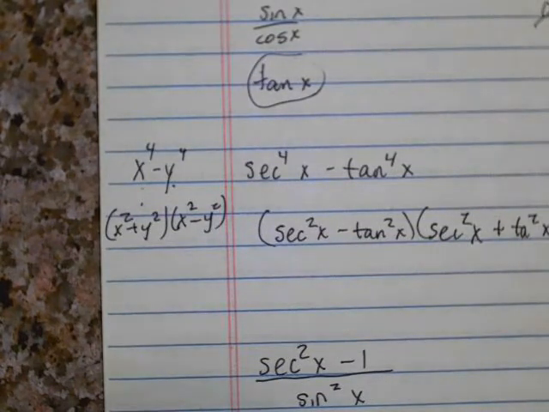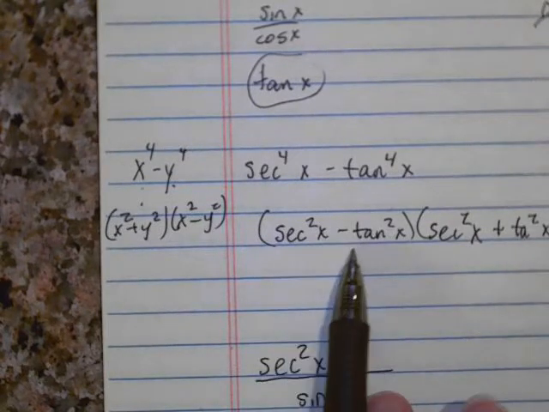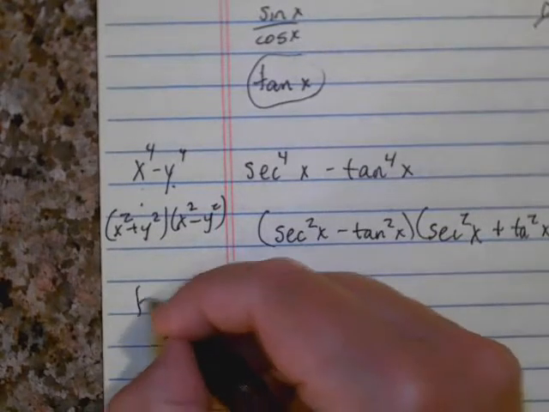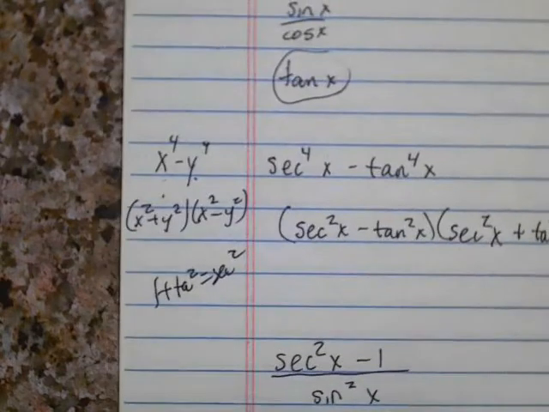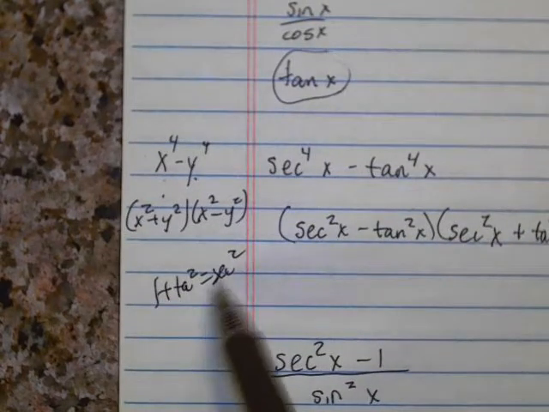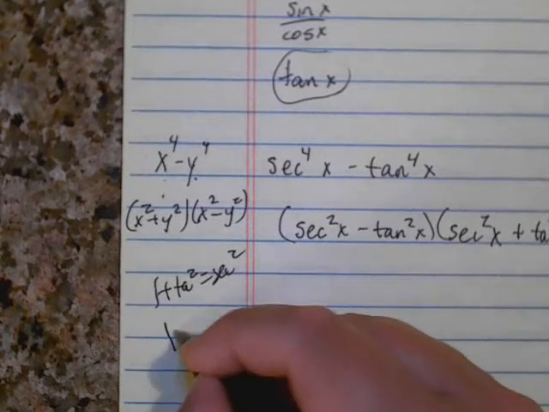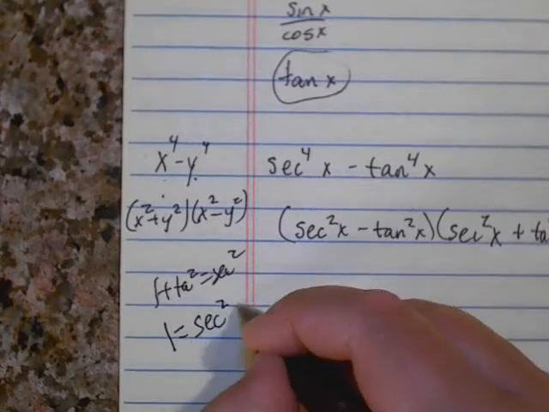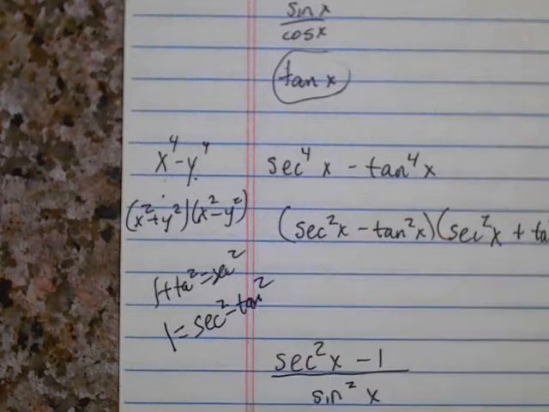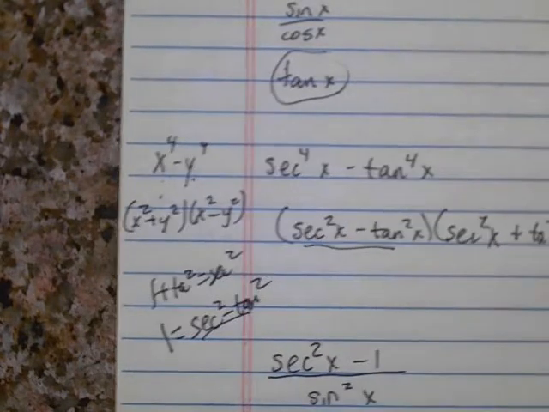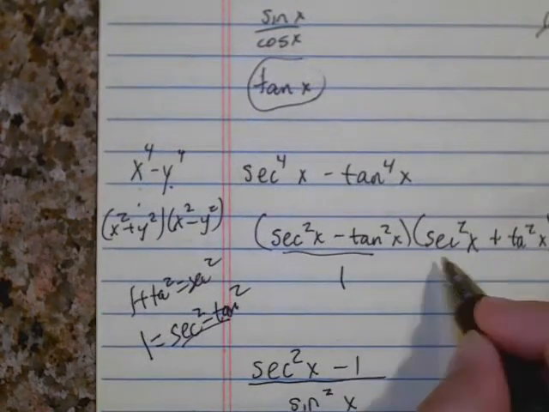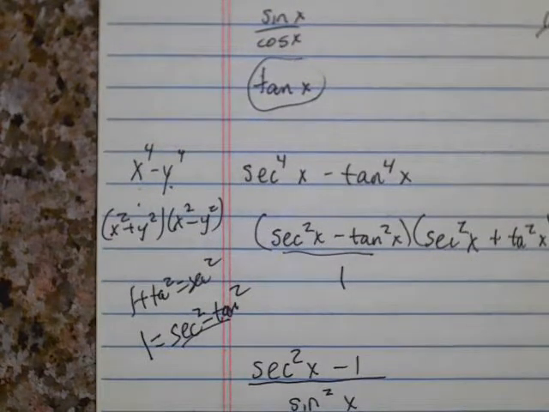And then I'm going to go look at my Pythagorean identities and see if there's anything that relates a secant squared and a tangent squared. And there is. 1 plus tangent squared equals secant squared. So I'm going to work on getting these on the same side of the equal sign. So 1 equals secant squared minus tangent squared. And that's exactly what I have right here. So I'm going to substitute a 1 in that place. So I get 1 equals secant squared plus tangent squared.